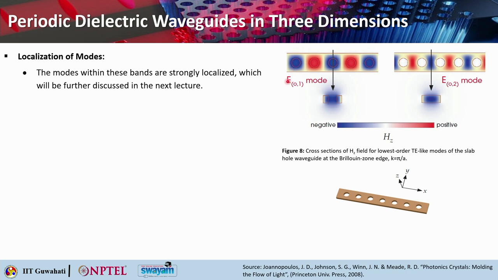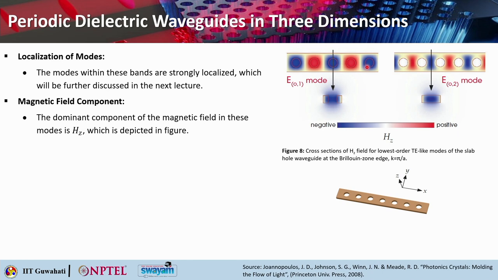You can see that the first band is mostly localized within the dielectric, and the second band is mostly within the gap between the two holes. So this is something interesting to see, that difference between the two modes.